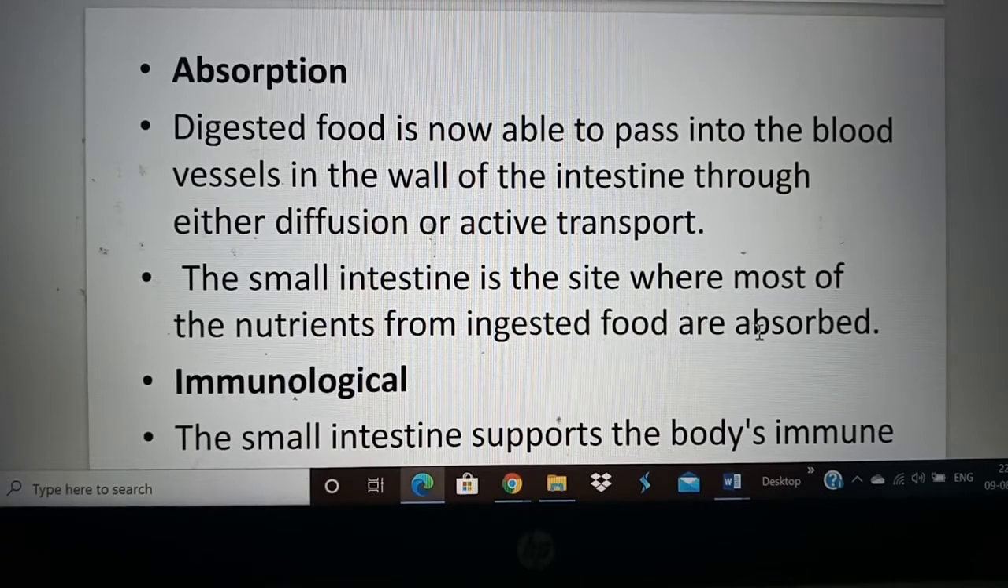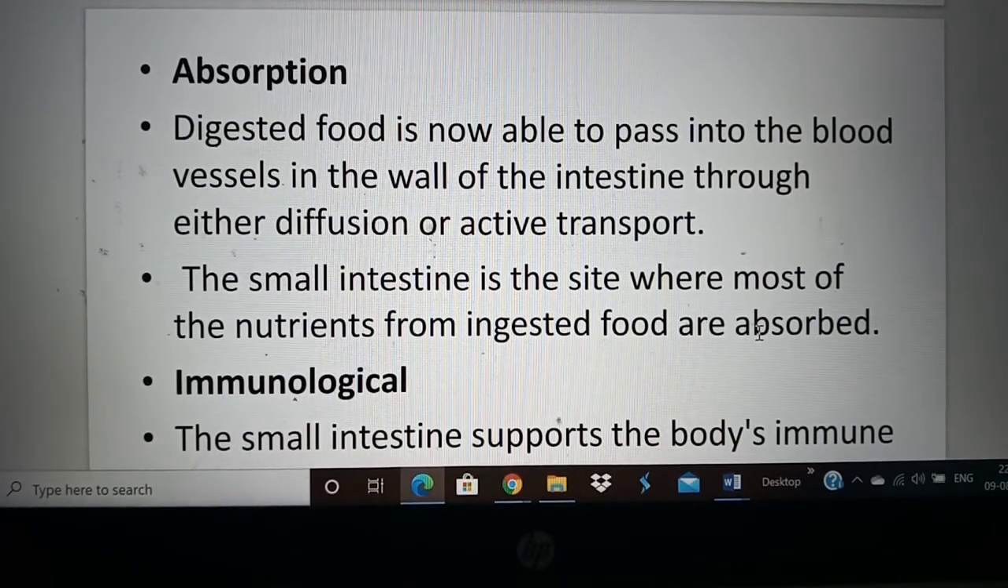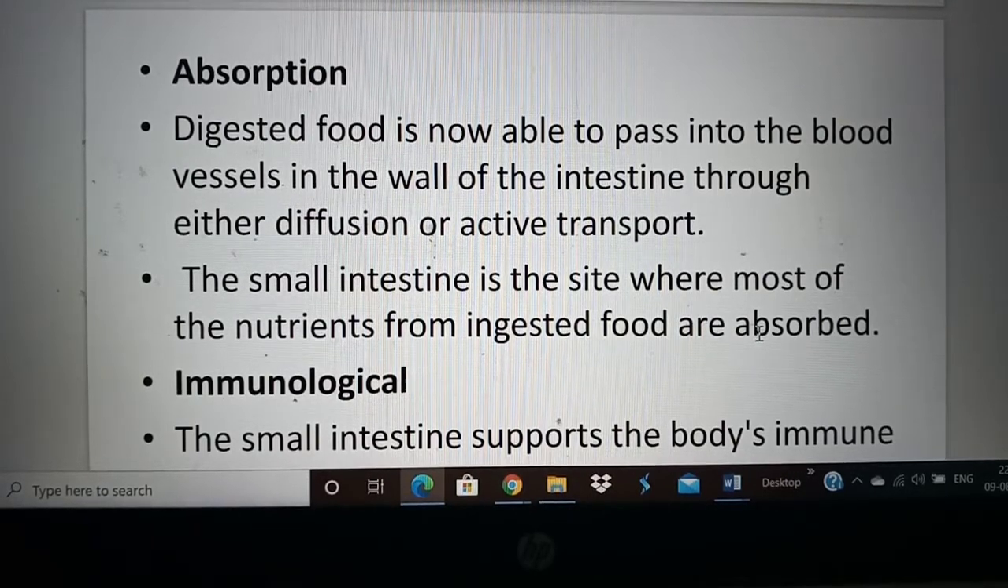Diffusion is nothing but the transport of molecules or ions from a higher pressure to a lower pressure. The small intestine is a site where most of the nutrients from the ingested food are absorbed.